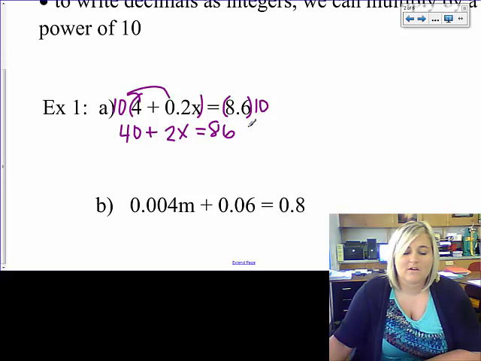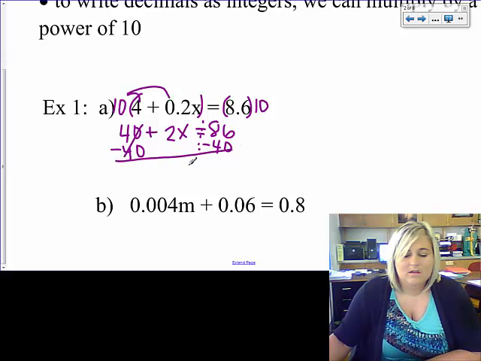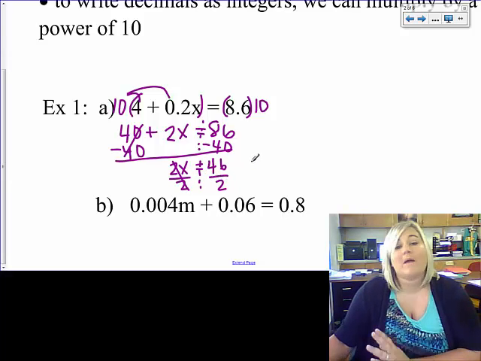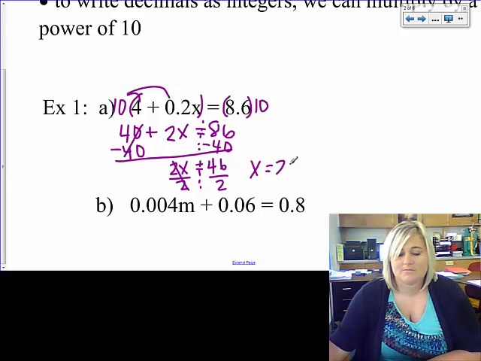And we're going to solve this the same way that we normally would. I'm looking at the side that has the variable, which is the left-hand side. And the farthest thing away is 40. It's positive, so I'm going to subtract 40. What I do to one side, I must always do to the other. Cancels. So I have 2x equals 46. And to get x by itself, I must divide by 2. What I do to one side, I must do to the other side. So I'm left with x equals 23.